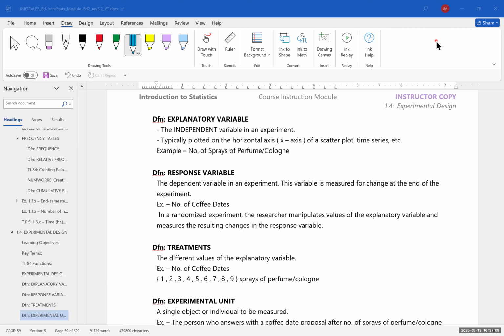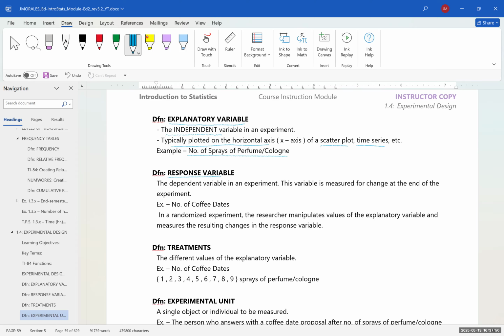All right, let's look at some definitions of some terms that are used in experimental design and experiments in general. So the first we have is what's called the explanatory variable. The explanatory variable is the independent variable in an experiment. It's typically plotted on the horizontal axis of a scatter plot or a time series plot. An example of the explanatory variable would be the number of sprays of perfume and cologne from the previous example.